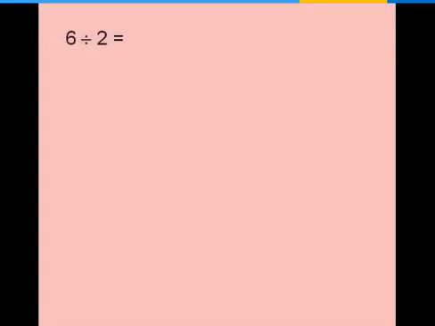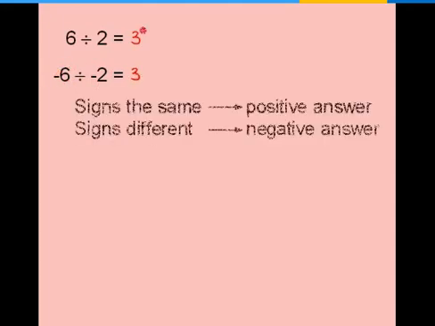Now let's look at division. We know that 6 divided by 2 is asking us how many 2's are in 6, and the answer is 3. Here, this division is asking us how many minus 2's are in minus 6, and again the answer is 3. From this, we can see that the rules that we had for multiplication apply to division as well. So if the signs are the same, we get a positive answer, and if the signs are different, we're going to get a negative answer.